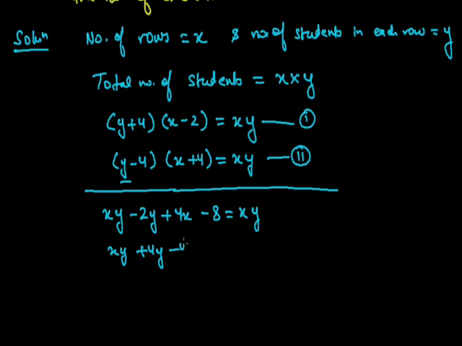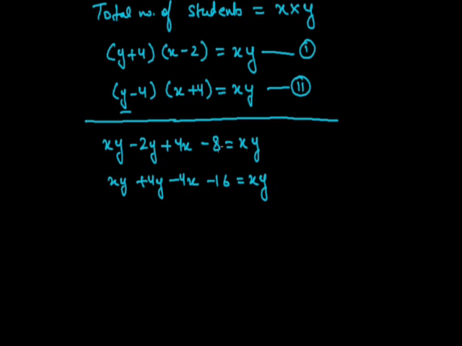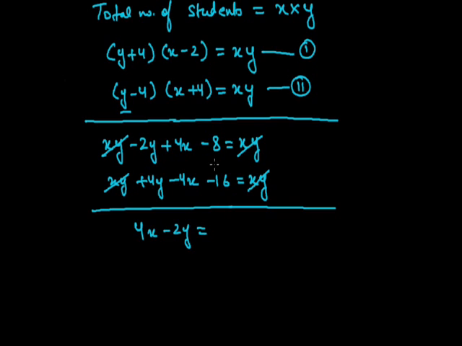So we will get minus 4x minus 16 is equal to xy. And now as you are seeing here, xy and xy are common, so they get cancelled because the xy are on the opposite sides of the equation and with the same sign. So after cancelling xy, we write down the remaining part as 4x minus 2y is equal to, and we'll take this minus 8 to the RHS, so it will become plus 8.